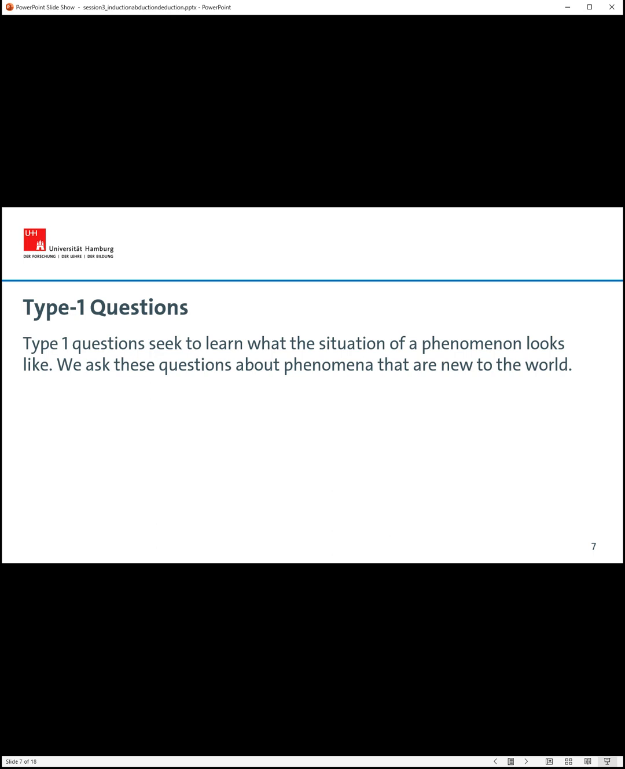So, type 1 questions, what, who, where, when, seek to learn what the situation of a phenomenon looks like. We ask these questions about phenomena that are new to the world, that are unknown to the world, that are newly emerging, or very simply that we've never bothered to pay much attention to.